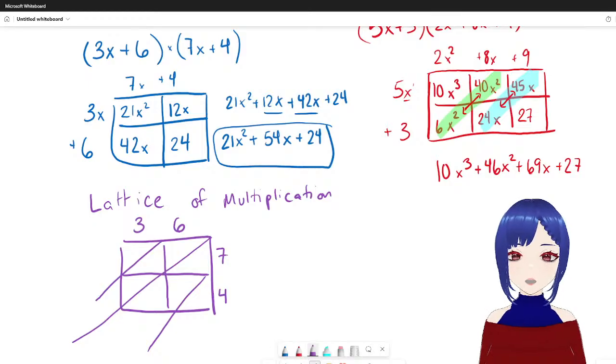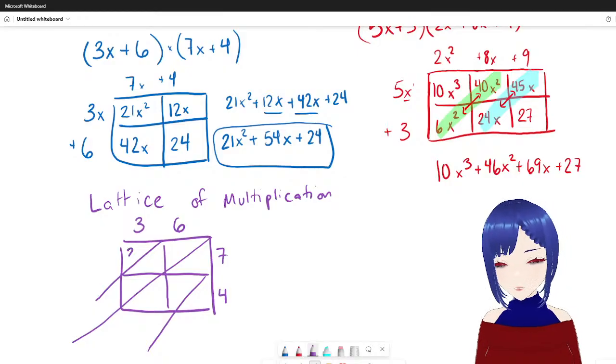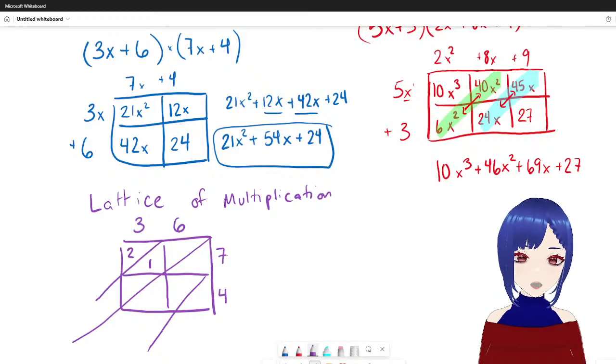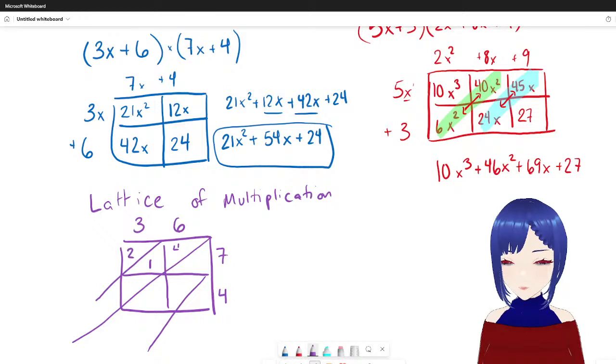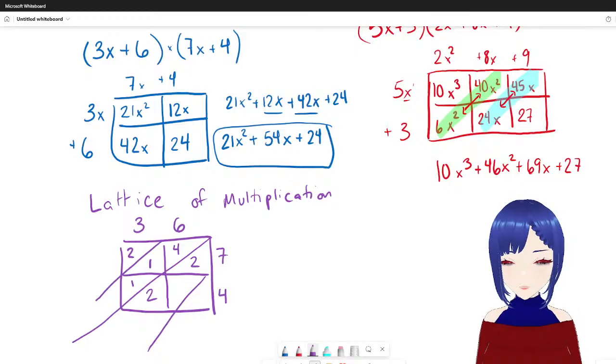The top left of each box uses the tens place, and then the bottom right of the box would be the ones place. So if we did 3 times 7, that gives us 21. So we will put the 2 in the tens place here, and the 1 here. 6 times 7 is 42. So you put the 4 in the top left, and the 2 in the bottom right. 3 times 4 is 12. And 6 times 4 is 24.